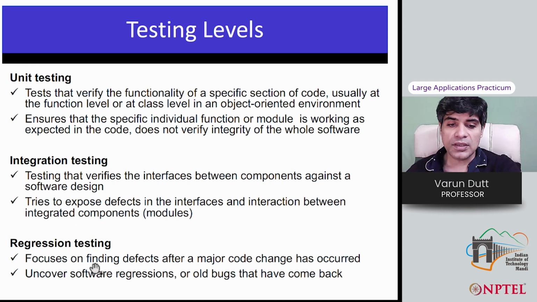And then regression testing focuses on finding defects after a major code change has occurred, uncovering software regressions, which are old bugs that have come back. So the idea is we test the software, then we make changes, and then we test the software again to make sure that what has been updated does not break what already existed before.